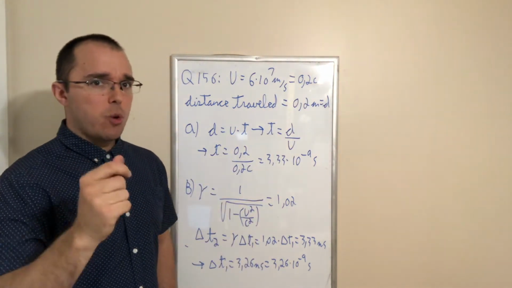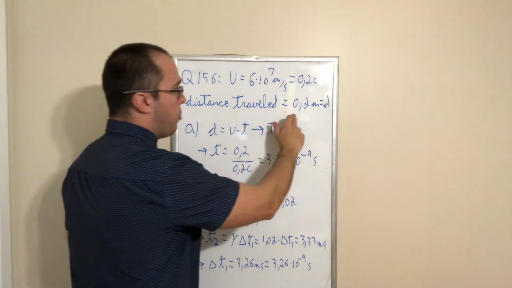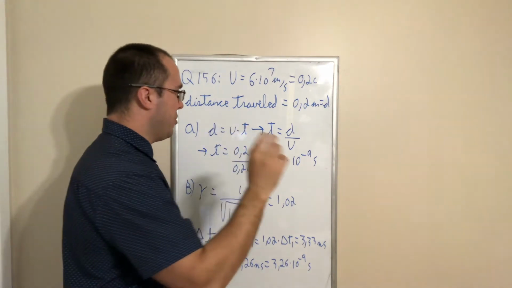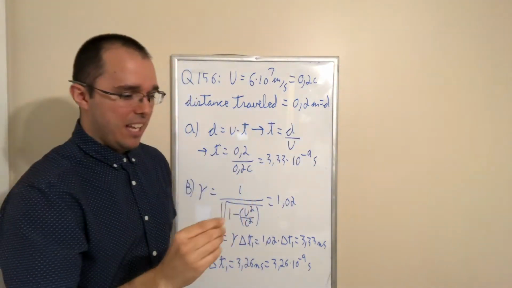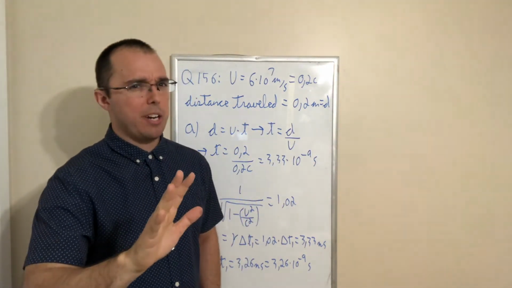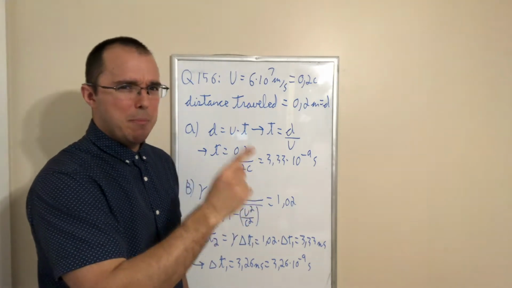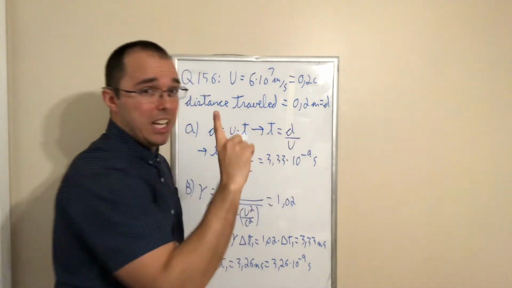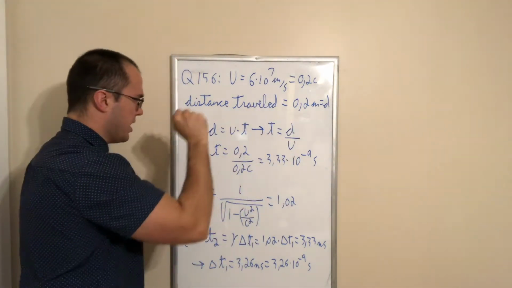Now, the electron travels a distance of 0.2 meter. We will see in the next section that it's important to notice that this distance is in the rest frame of reference. For now we don't pay too much attention, but we'll see that because of Einstein's postulate, this is not the same in all frames of reference. For now, let's just keep it that way.